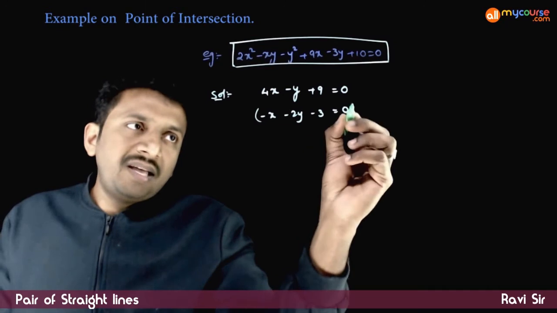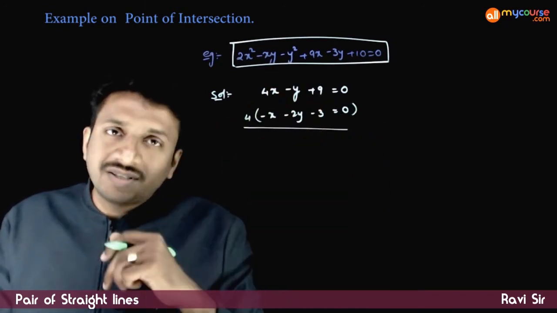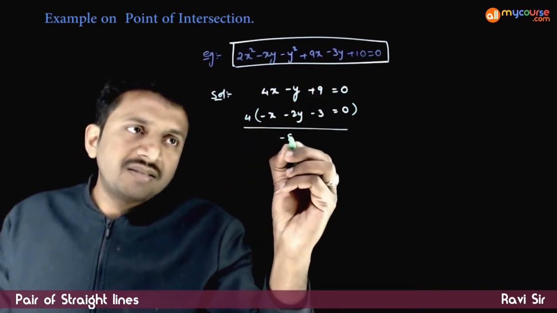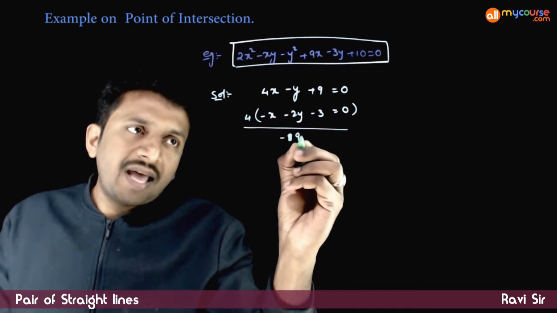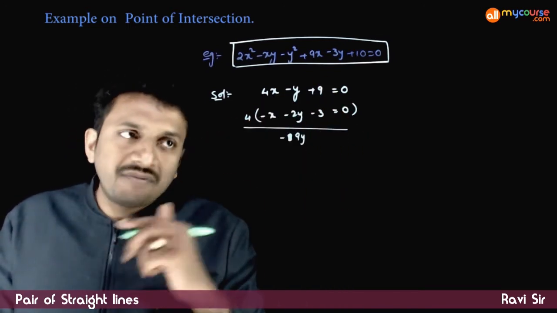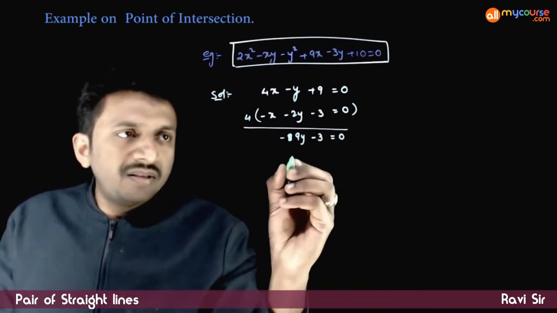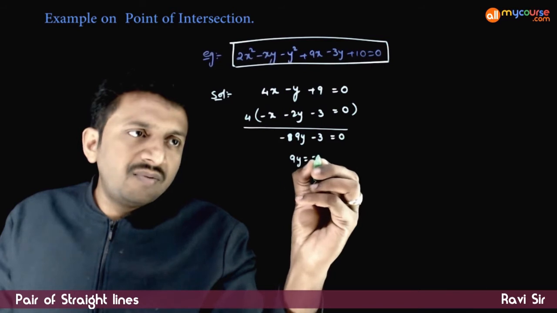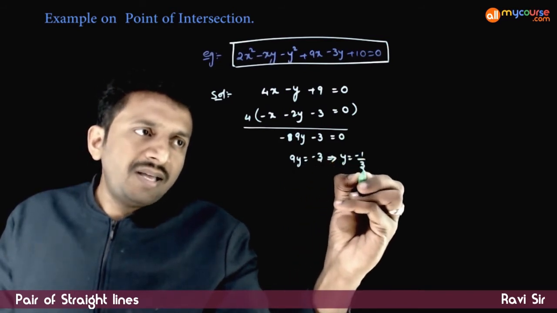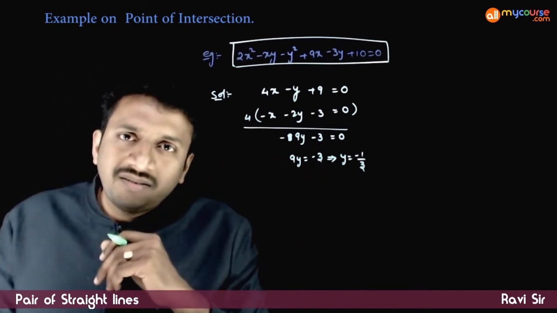Now you need to solve these two to get the point of intersection. I'll multiply this with 4. If you add these two, 4x minus 4x gets cancelled. Minus y minus 8y is minus 9y. 9 minus 12 is minus 3 is equal to 0. So 9y is equal to minus 3. So y is equal to minus 1 by 3.